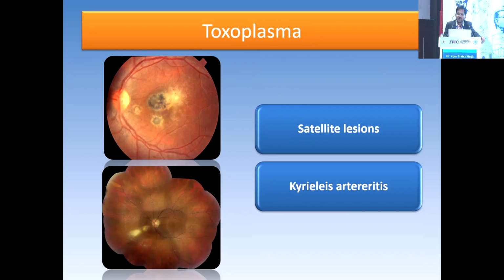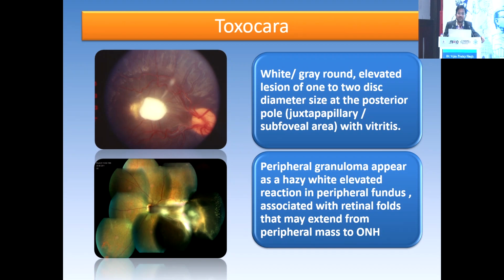But sometimes toxoplasma can present with satellite lesions, and the reactivation of the lesion is usually seen at the margin of the old scar. And when the element of vasculitis is there, we can see the pattern of Kyrieleis arteriolitis. The lesions of toxocara also have vitritis, but the amount of vitritis is lesser in comparison to toxoplasma. Mostly we see a white-grey round elevated lesion of 1 to 2 disc diameter size at the posterior pole, in the vicinity of the disc or in the subfoveal area.